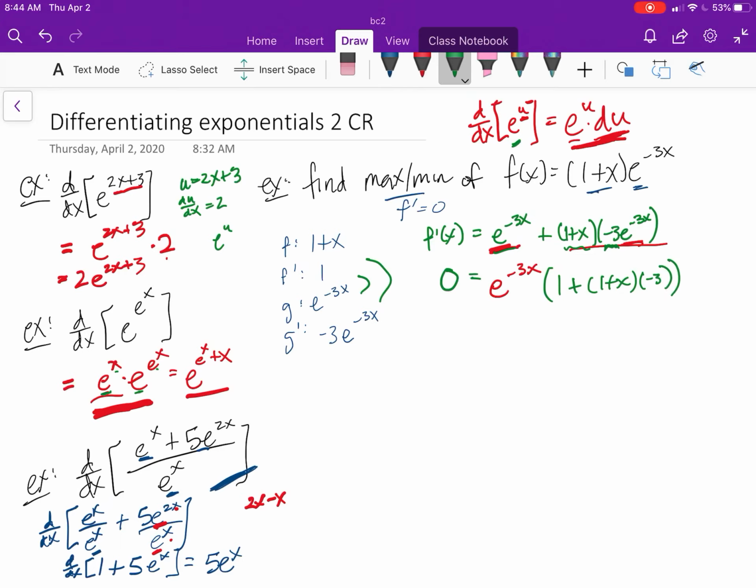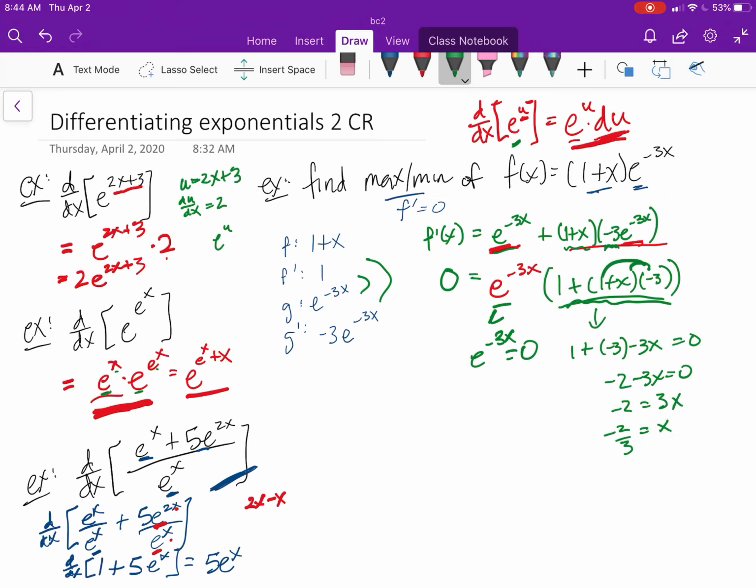Okay, we do need to clean this up a bit because I'm going to have to set this equal to 0 and this equal to 0. So distributing negative 3, let's just do this term. We have 1 plus negative 3 minus 3x. And again, we're setting that term equal to 0, right? Okay. So 1 plus negative 3, that's negative 2 minus 3x equals 0. 3x equals negative 2, so x is negative 2/3.